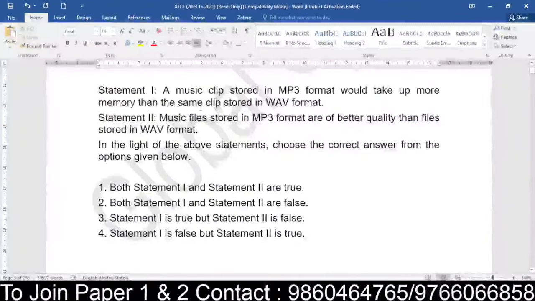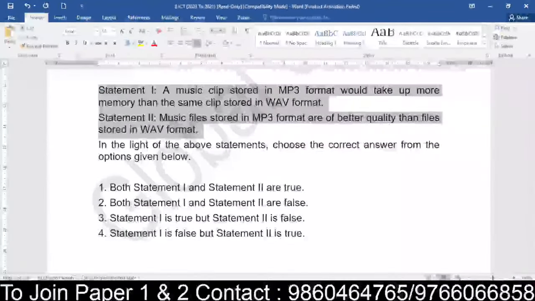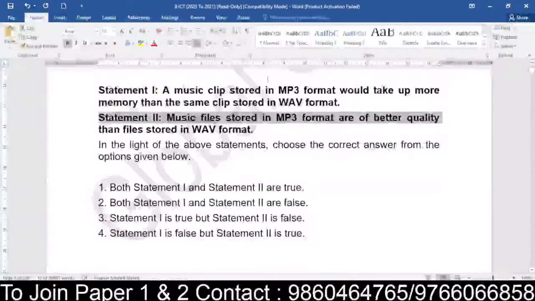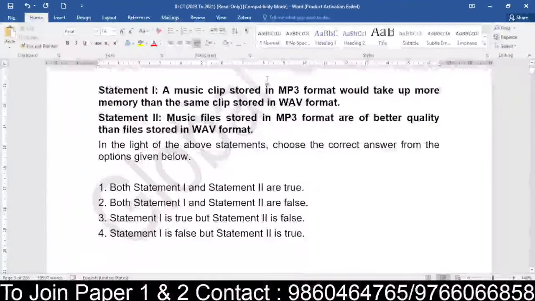Statement 2 is saying that music files stored in MP3 format are of better quality than those stored in the WAV format. So these two statements are given with respect to the files, and you need to answer which of them stands to be correct. A music clip stored in MP3 format would take up more memory than if the clip is stored in WAV format, or music files stored in MP3 format are of better quality than the files stored in WAV format.